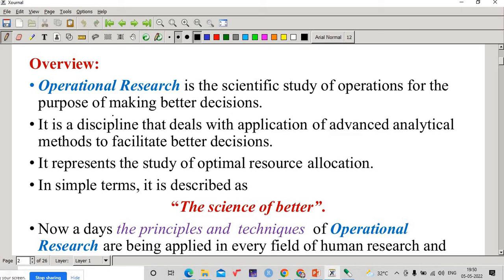So first of all, coming to this operational research overview, operational research is the scientific study of operations for the purpose of making better decisions. Now many times we have to take better decisions in every sector, either management or business or government organization or any institute, where we require proper management for having better decisions and better outputs or outcomes. So in every such sector, operation research can be implemented. So the definition goes in that way.